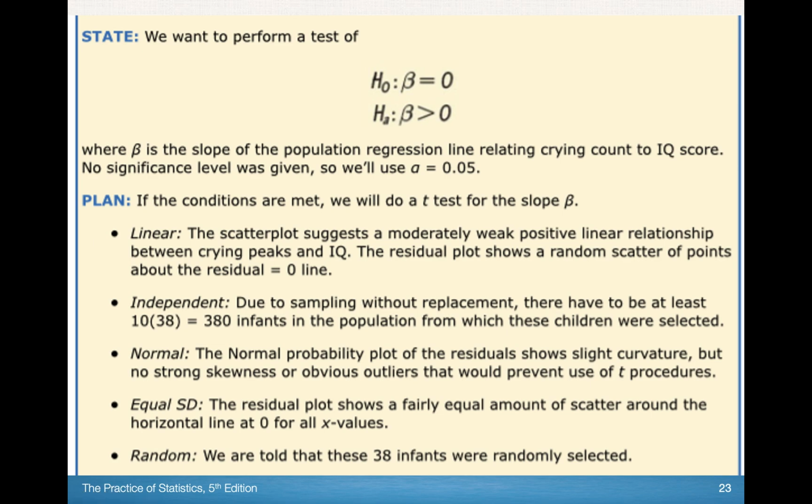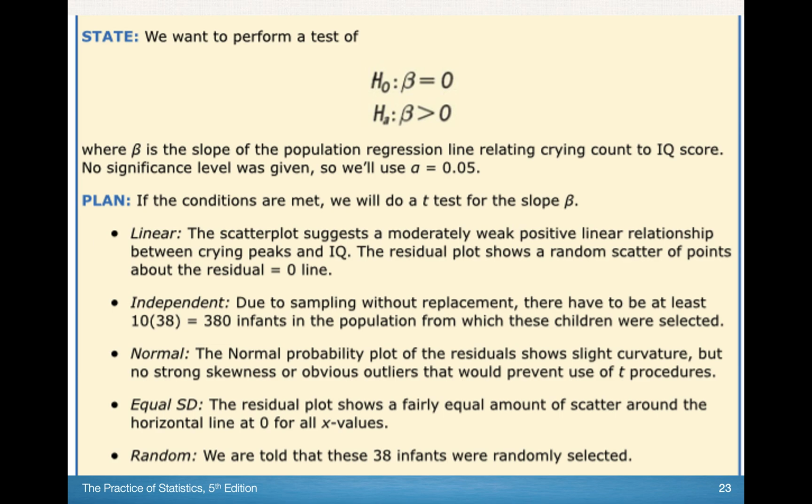Okay, we're going to use a significance level of 0.05 because they didn't give us one. So this would give us evidence that the beta is positive, so it would be a positive linear relationship. Okay, so we have checked the conditions. If the conditions are met, we are able to do a linear regression t-test. Again, they call it t-test for slope. It's easier to call it a linear regression t-test. Call it what you want as long as you have a t-test in the word regression or beta or slope in your answer.